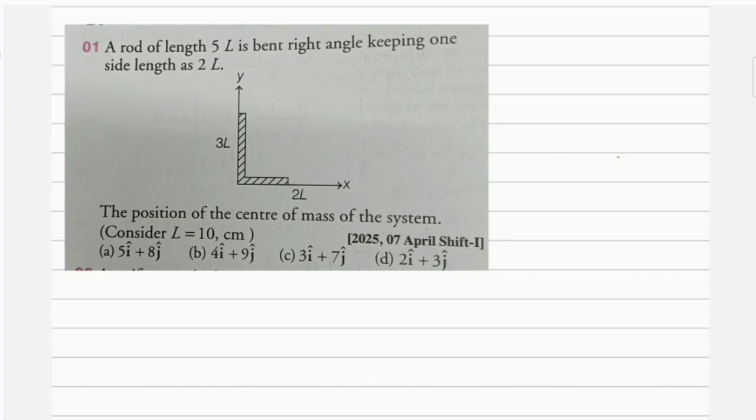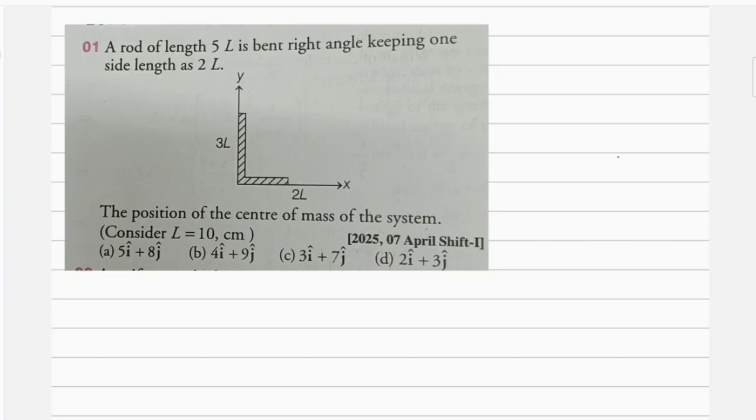Option A: 5 i cap plus 8 j cap. Option B: 4 i cap plus 9 j cap. Option C: 3 i cap plus 7 j cap. Option D: 2 i cap plus 3 j cap. This MCQ came in the JEE Mains Shift 1, 7th April 2025 examination.